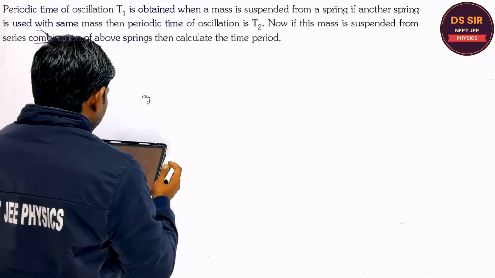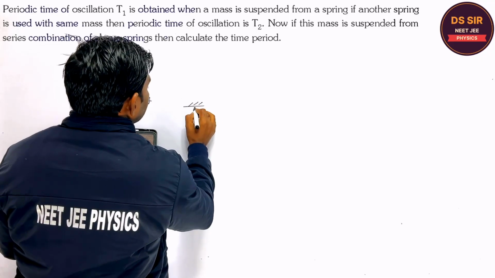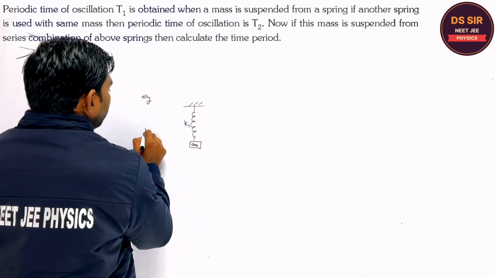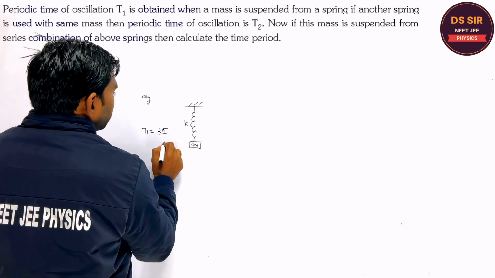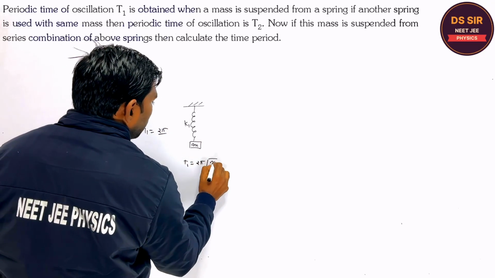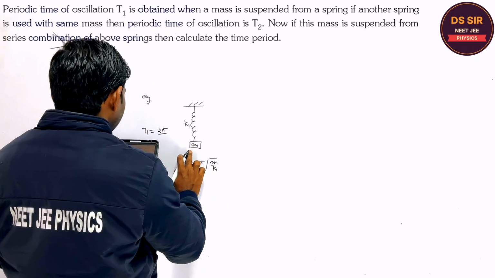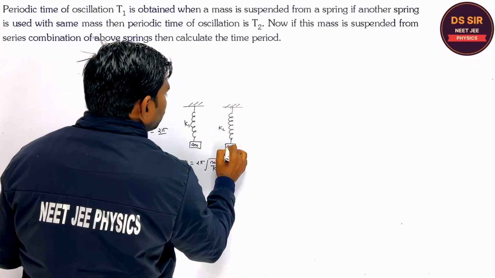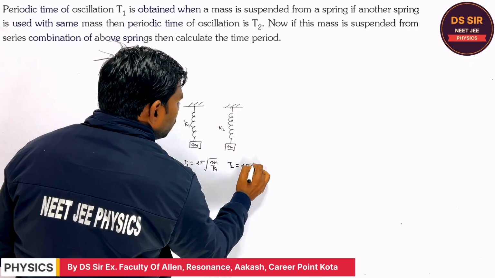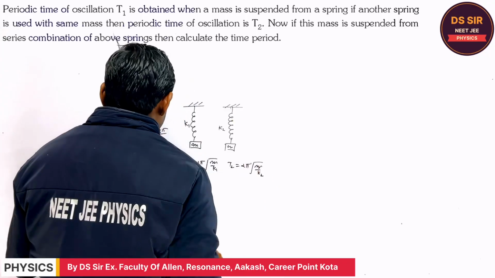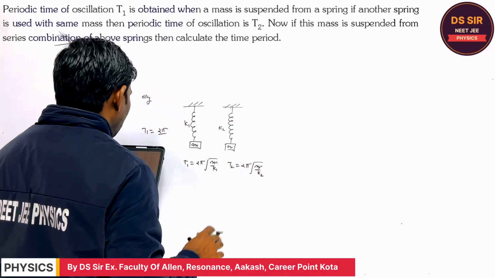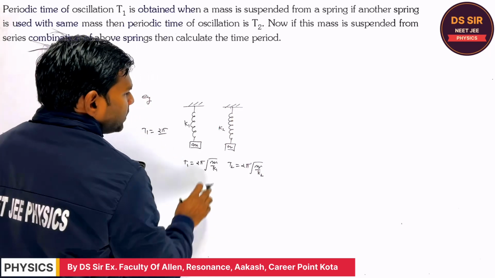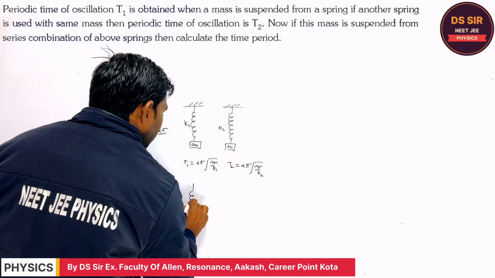In this question, given that the periodic time of oscillation is T1, suppose the spring constant is K1 and the mass M is hanging. So its time period T1 will be 2 pi root M upon K1. Now the same mass is suspended from another spring, having the spring constant K2. In this case, the time period T2 is 2 pi root M upon K2. Now if the same mass is suspended from the series combination of the above two springs, now these springs are taken in series.